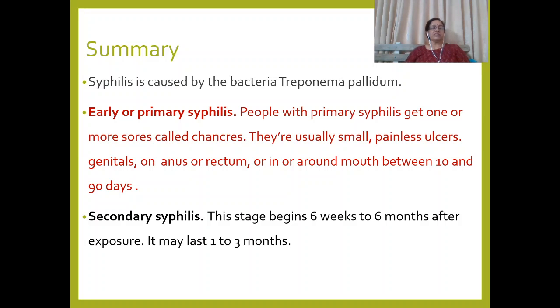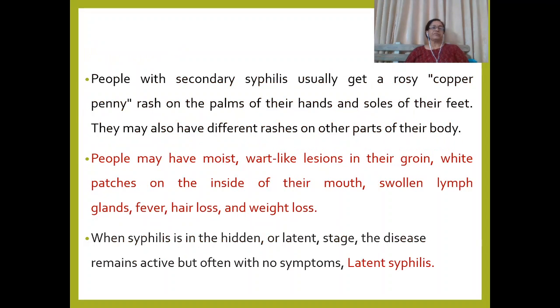Secondary syphilis is the next stage of syphilis. This stage begins from 6 weeks to 6 months, depending upon the immune status of the person, as well as the dose of organism, the load of microorganism which enters the body. So after exposure, up to 6 months, and it may last 1 to 3 months. And here the symptom is formation of condylomata.